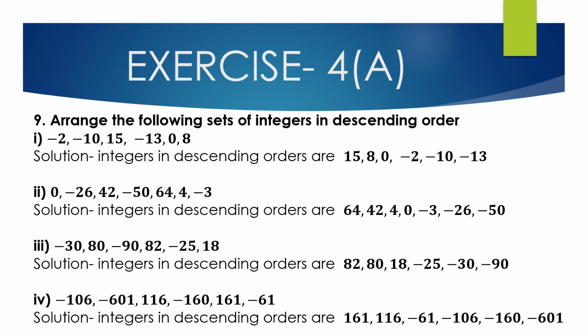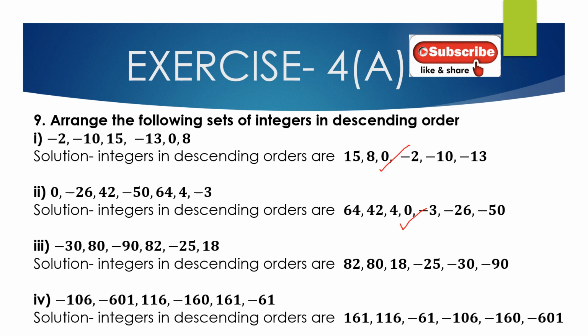Second bit: 0, minus 26, 42, minus 50, 64, 4 and minus 3. Integers in descending order, that is the greatest to the smallest: first the greatest integer, that is 64, then 42, then 4, then 0. Positive integers are always greater than the negative integers and greater than 0. So 64, 42, 4, 0. Then minus 3, minus 26, minus 50.